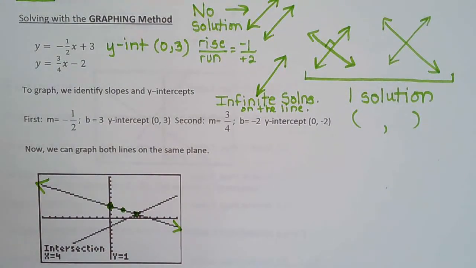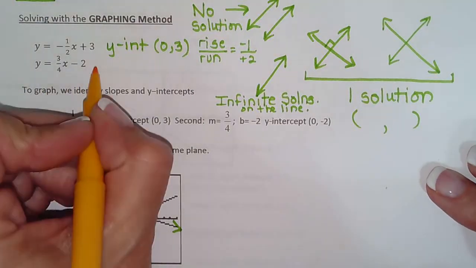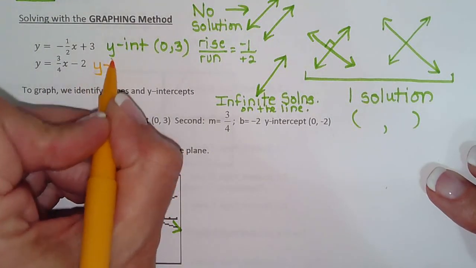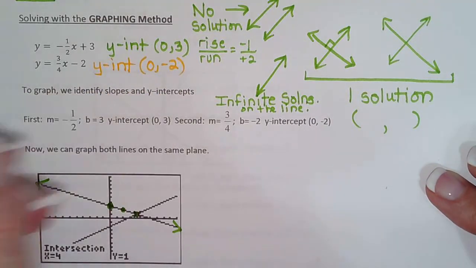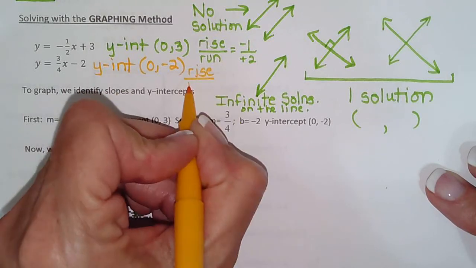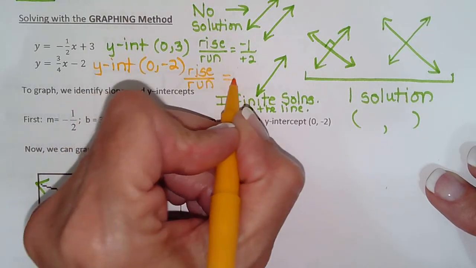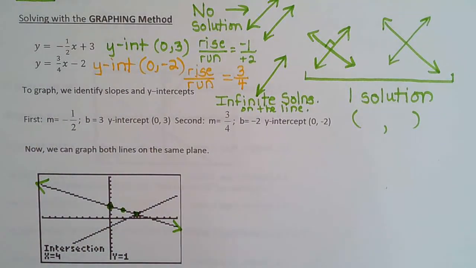Okay, the next line, the y-intercept is 0, negative 2, and its rise over run is 3 over 4. Okay, so go ahead and plot that one.